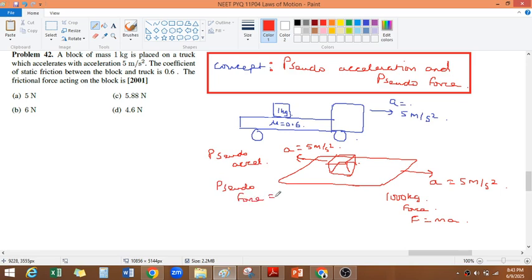Pseudo force. What is force? F is equal to ma. Whatever the mass of the passenger is, like 50 kg, or this 1 kg block, it will be 1 kg into the acceleration of 5 meters per second squared. That will be the pseudo force. So you should not assume that it will be 1000 kg into 5, 5000 N acting on the block. You should not assume that. Only 5 Newton will be acting.